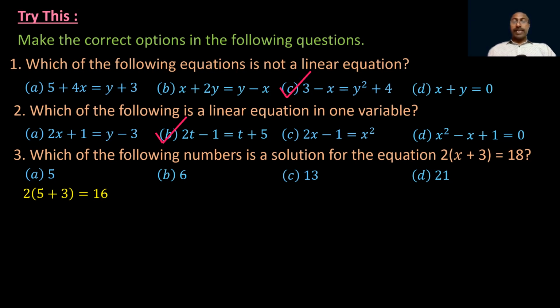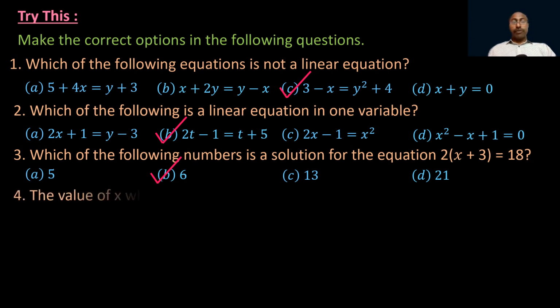So take the second option. Substitute x equal to 6 in the given equation. Then we get 2 into 6 plus 3. That is 2 into 9 is equal to 18. And in the given equation also we have 18 on right hand side. So LHS equal to RHS. So the second option B is right option. Okay, and no need to check whether C and D are correct or not.